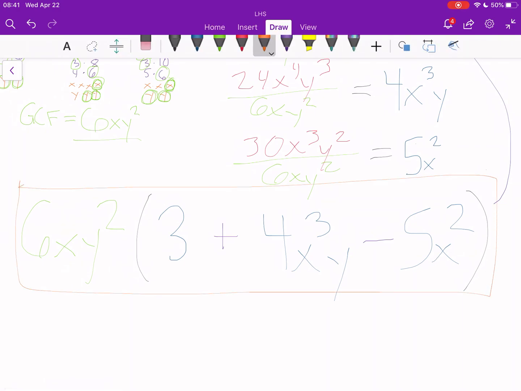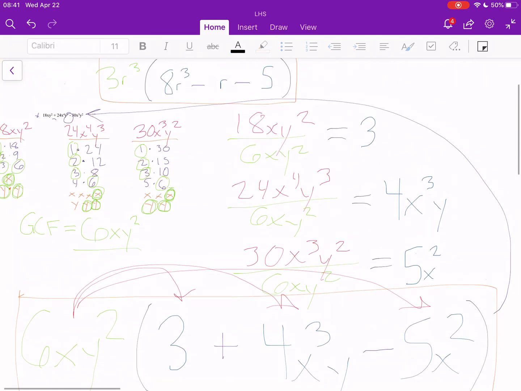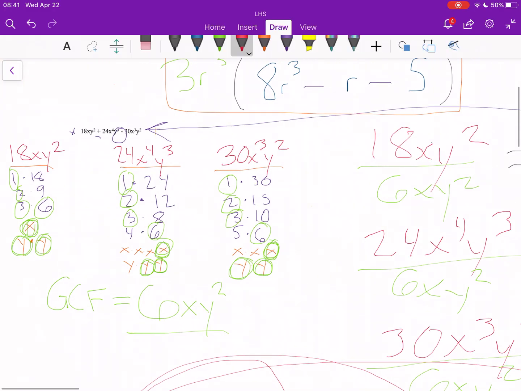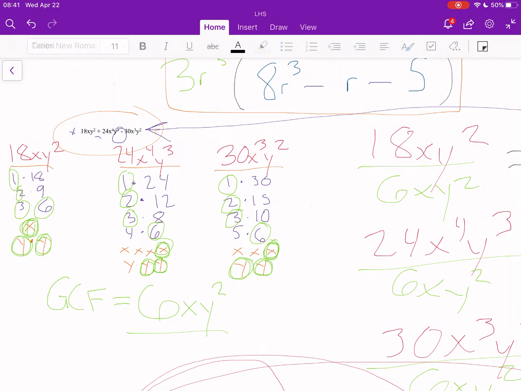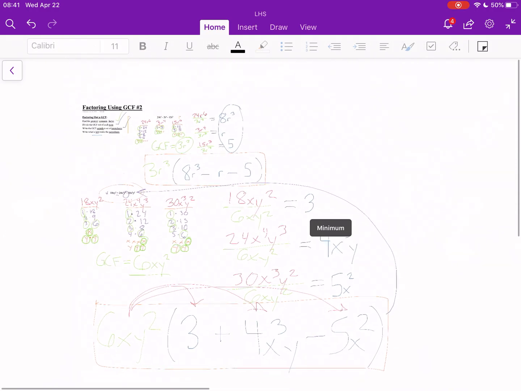6xy squared times the quantity 3 plus 4x cubed y minus 5x squared. And I promise if you were to do the distributive property, do that rainbow rule and multiply that by each piece that's inside here, we would end up with exactly what we started with at the beginning. So that was just me running through the whole process on 2 examples of how you will factor the greatest common factor out of an expression.